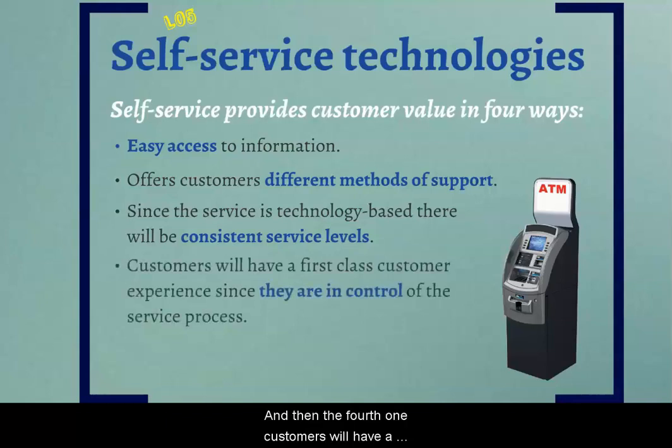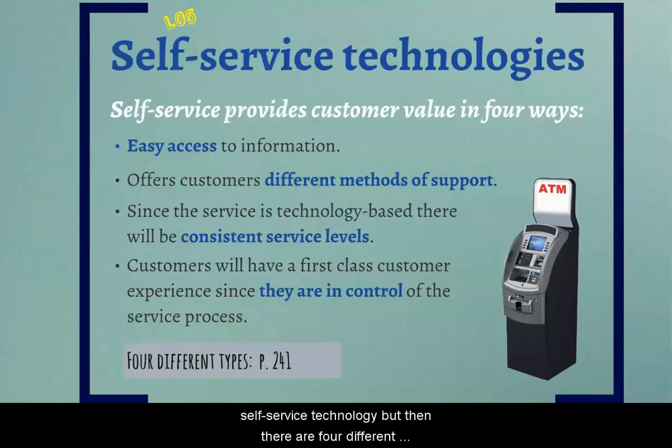And then the fourth one, customers will have a first-class customer experience because they are in control of the service process. For example, you as the customer can buy a ticket for a movie or the theme park without standing in a long queue. If you want to go to Happy Island, for example, you can book online, pay a small booking fee, and you can bypass the queues that, when you arrive on the day, stand for quite a few meters, because of self-service technology.